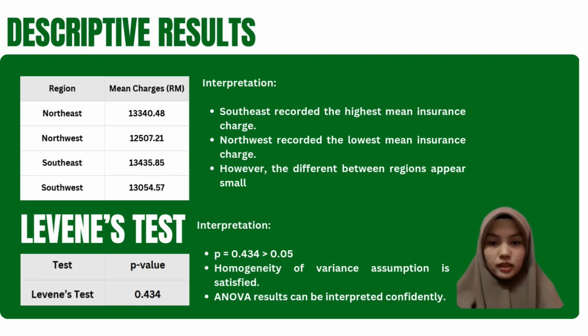Before interpreting the ANOVA results, we check the assumption of homogeneity of variance using Levene's test. The test produced a p-value of 0.434. Since the p-value is greater than 0.05, the assumption of equal variances is satisfied. Therefore, the ANOVA results can be interpreted confidently.